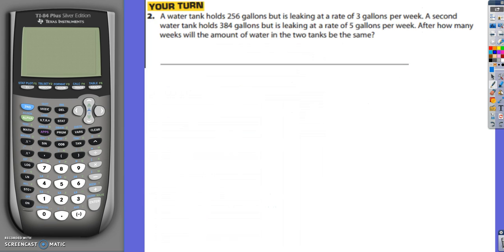Okay, on the second example, it says a water tank holds 256 gallons. That's the initial fee. Okay, and then so we have the water tank, let's just call it tank 1. And it's going to be 256. But it's leaking at a rate of 3 gallons per week. Unfortunately, the vocabulary word leaking is a negative thing. So what's going to happen is this is a minus 3x. So that's for tank 1.